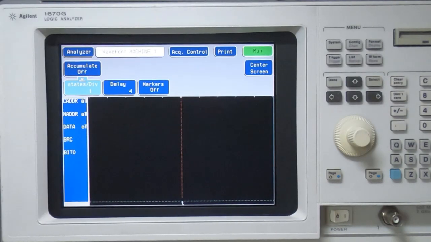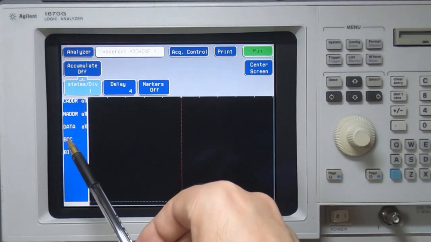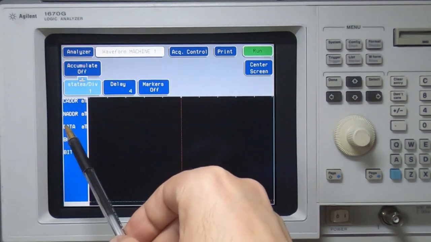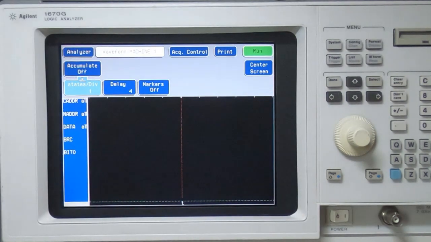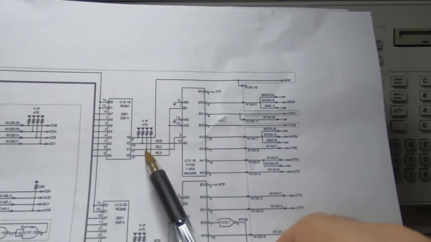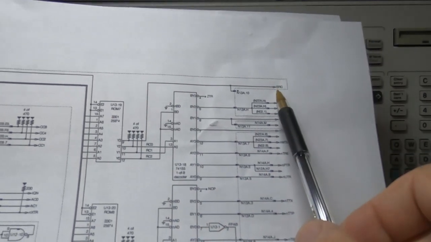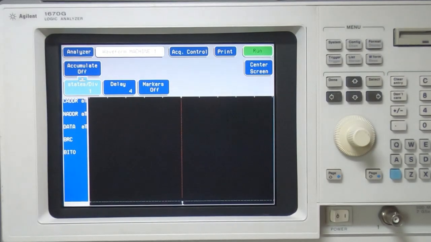Okay, so looking at the logic analyzer screen, you can see that not only do I have the BRC signal, but I also have what I've called data, and data is the 4 bits that is coming out of the ROM that I suspect may be faulty. So it's these 4 bits here, including the BRC output. So I'll power up the machine and we'll capture some data and see what we get.